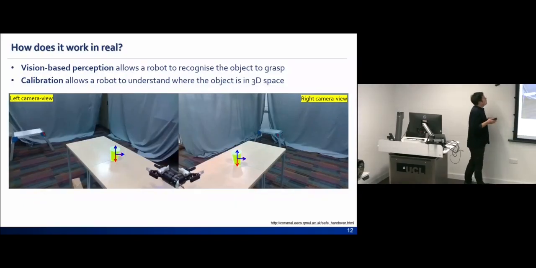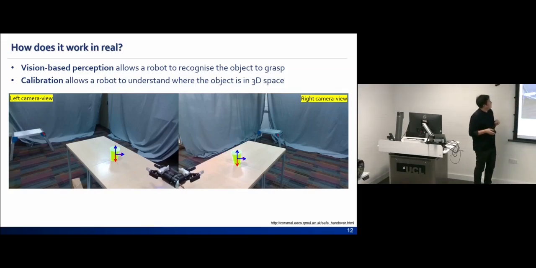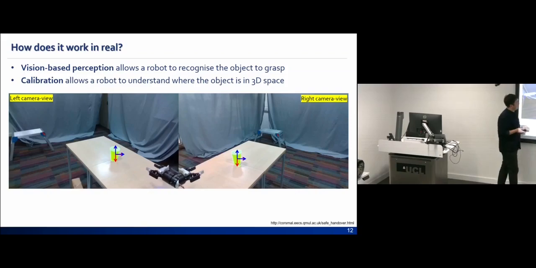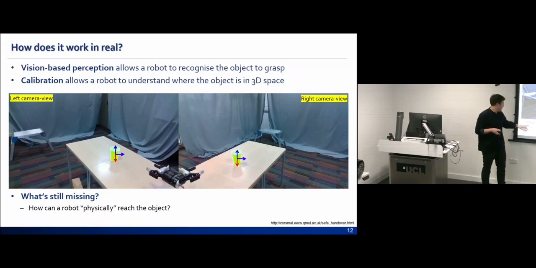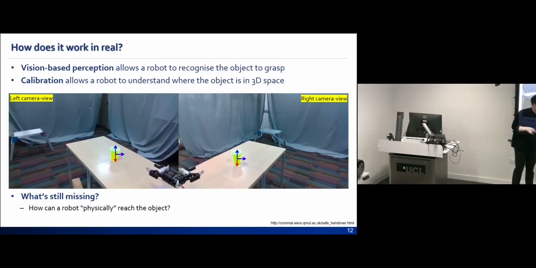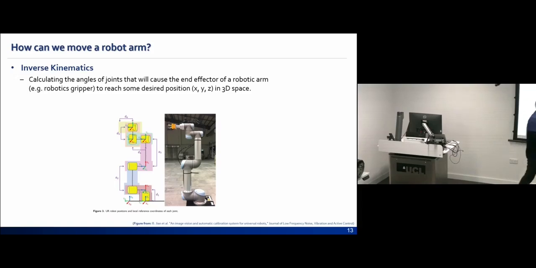So in this case, we have, let's say, vision perception that allows a robot to recognize the object to grasp. And we have calibration parameters that allow a robot to understand where the object is in 3D space. Then we just need one more fundamental concept or skill to let the robot grasp this object. Anyone? How can a robot physically reach the object, and what is the core concept? Yes, inverse kinematics.